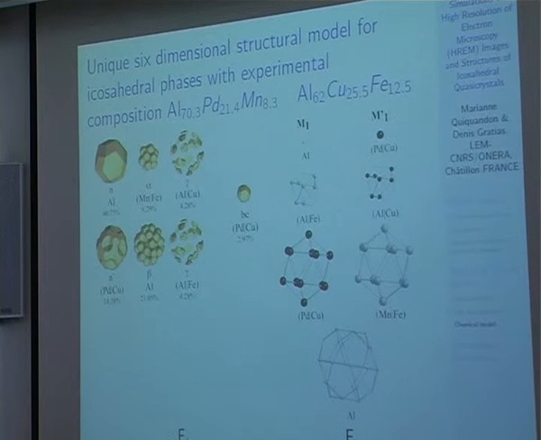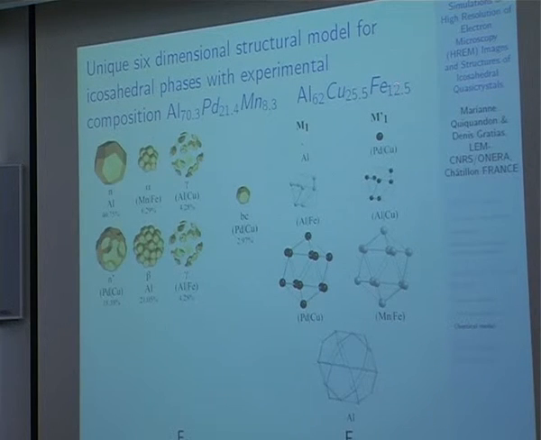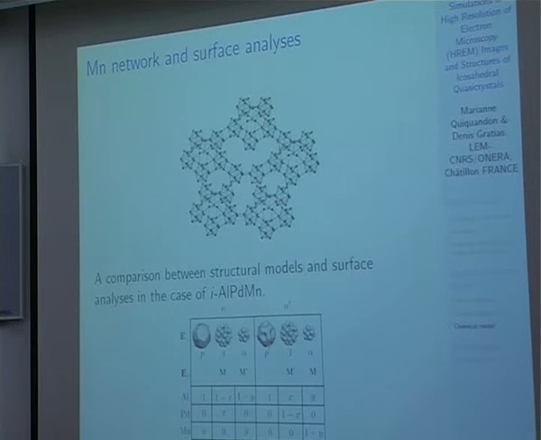So we will see. Note that in the case of aluminium, copper, iron, the composition of the iron is 12.5%. In the case of aluminium, palladium, manganese, the manganese distributes on a network composed of icosahedra linked by bridges in the form of squares. There is only manganese, and the distance between neighboring manganese atoms is a large distance equal to 0.48 nanometer.